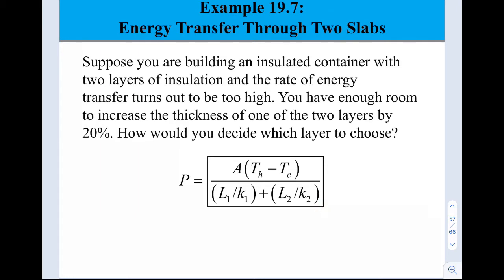Whichever thickness you choose to increase, whether L1 or L2, you increase the corresponding term of L over k, which is in the denominator, by 20%. For this percentage change to represent the larger absolute change, you want to take 20% of the larger term. Therefore, you should increase the thickness of the layer that has the larger value of L over k. That is how to deal with this one.